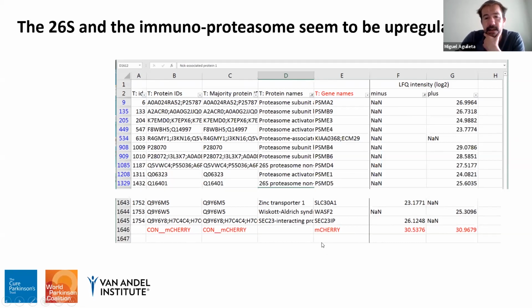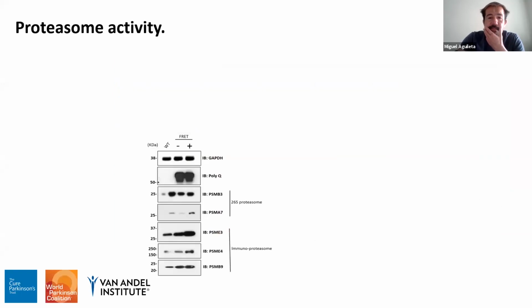And again, to be sure that they express Huntingtin to the same extent, I also looked for the peptides for mCherry, one of my constructs, right? And as you can see, there are no differences between aggregates or no aggregates. So they're expressing Huntingtin to the same extent, but some other subunits are completely expressed differently.